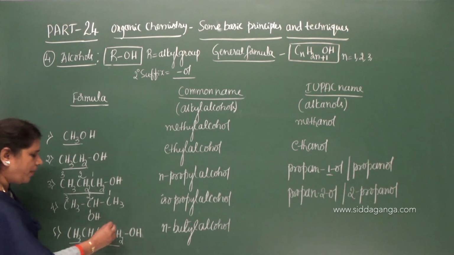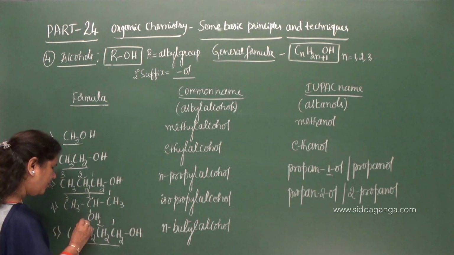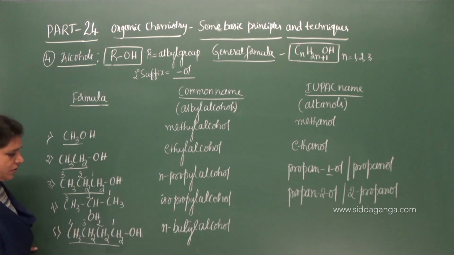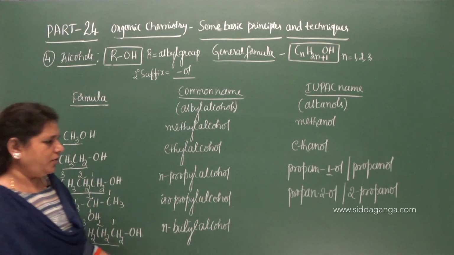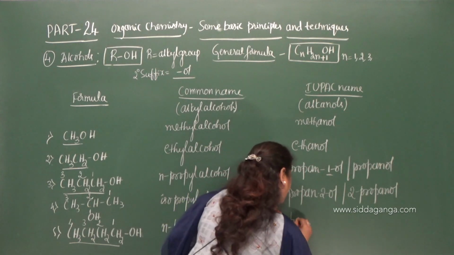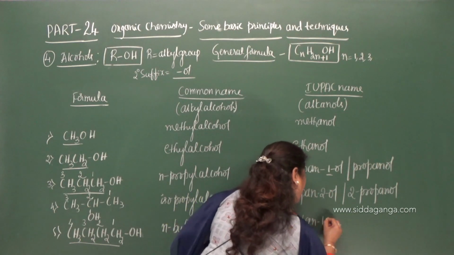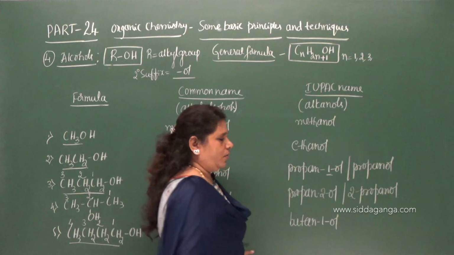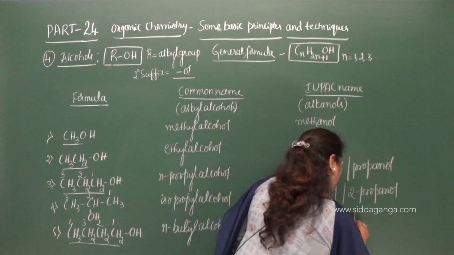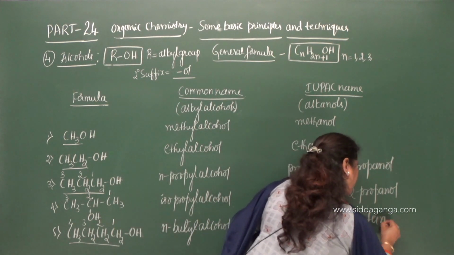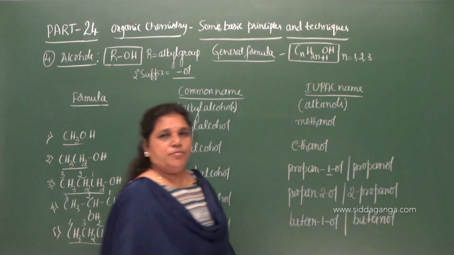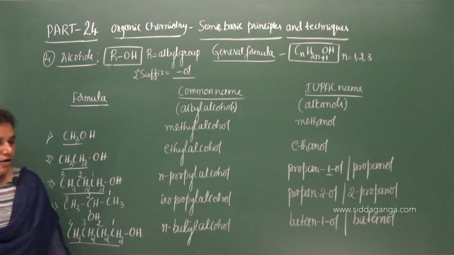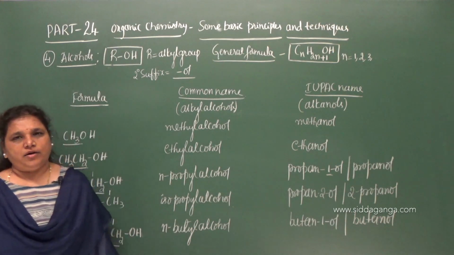And what about the IUPAC name? 1, 2, 3 and 4. To the first carbon an OH group, the functional group, is attached. Hence you can write it as butane 1-ol. Since the locant is 1, you can write it as butanol. Butanol is the IUPAC name of N-butyl alcohol.